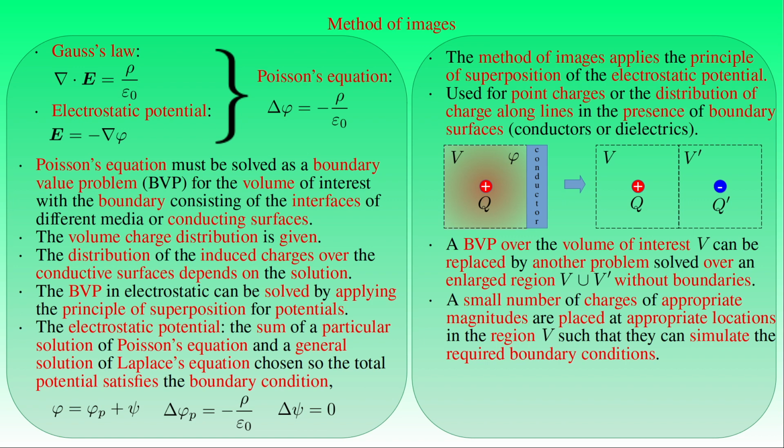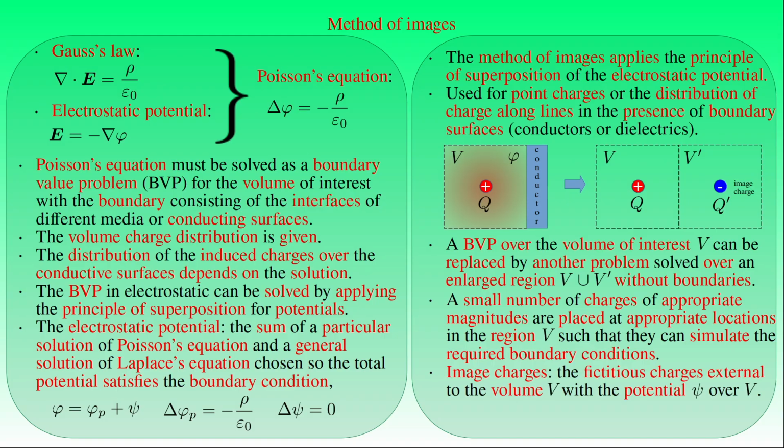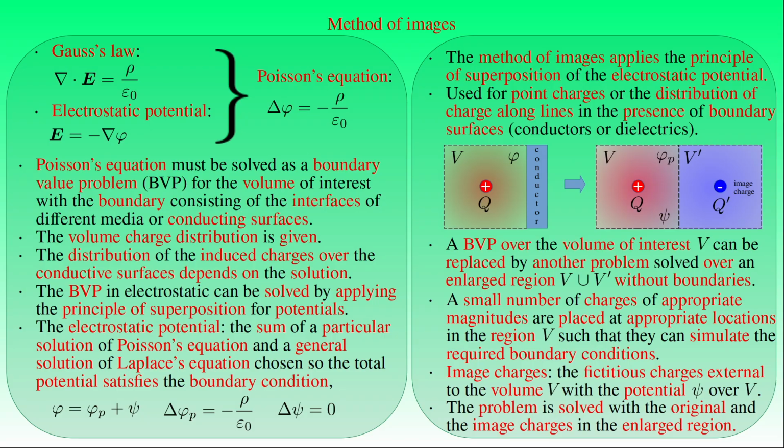These fictitious charges external to the volume of interest V are called image charges, and their potentials psi are the general solutions of Laplace's equation inside the volume V that guarantee that all boundary conditions are satisfied for the general solution phi of Poisson's equation over the volume V, given by the sum of its particular solution phi sub p and the potential psi. Once the image charges are known, the problem is solved as if the boundary surfaces were not present, but with a charge distribution composed of the original charges plus the image charges in the enlarged volume of the union of V and V'.